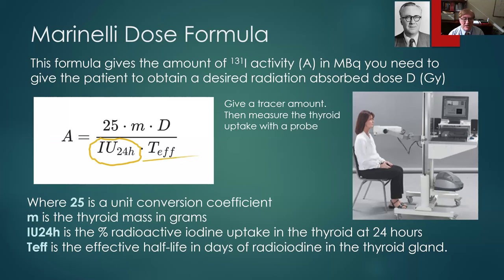But how do you get these last two terms? By giving a small amount of radioactive iodine and measuring the neck uptake at 24 hours and at subsequent time points to determine the effective clearance rate using a thyroid probe. Thyroid probes are just a simple sodium iodide detector that simply counts photons. So you can determine how much is taken up in the neck by measuring the neck and comparing it to a standard, by simple ratioing.